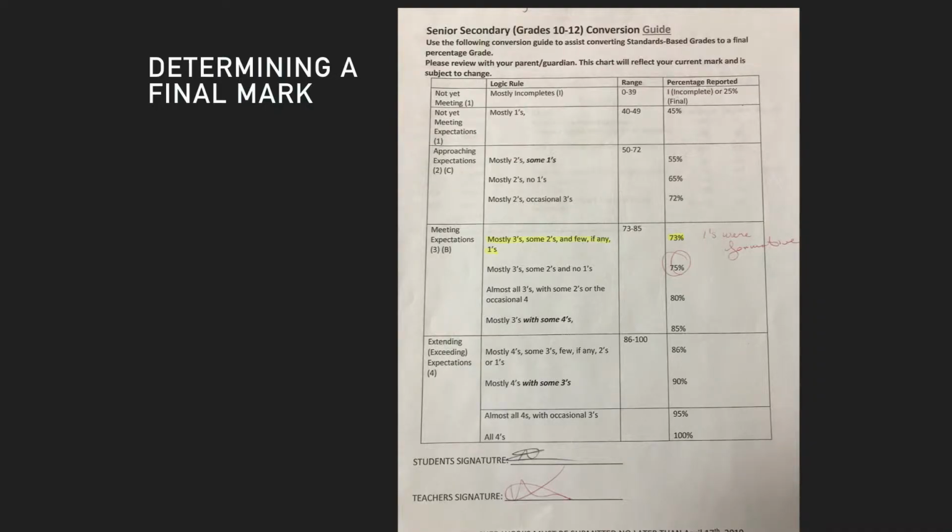So I wanted to create a standard-based grading tool that could help students self-assess by using the Senior Secondary Conversion Guide paired with students' individual learning task scores. Students use the logic rule to determine where they fall in terms of percent. With this process, students become more accountable and actively participate in assessment. I have students do this before student-led conferences about halfway through the school year, and then again before finals.